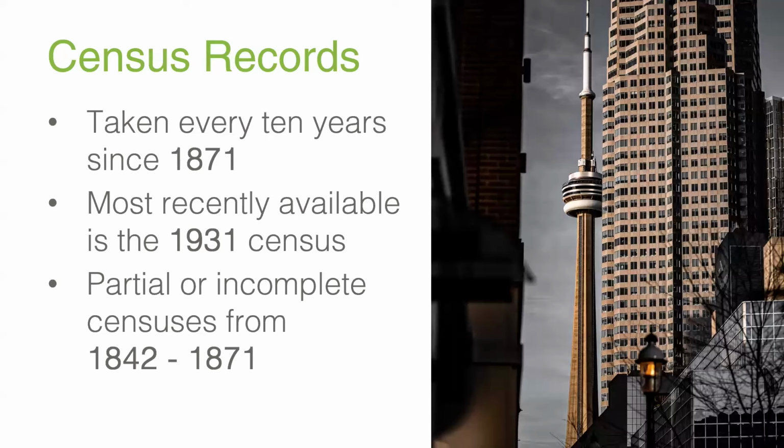And currently, the most recently available census for Canada is the 1931 census. This just recently came out, so there are still more records being created with it, more indexes that are being improved and updated as time goes on, as people are doing more research into it. So if you haven't had luck yet with the 1931 census, keep checking, keep going back into it. As indexes are improved, as searching is improved, you'll be able to find your ancestors more easily.